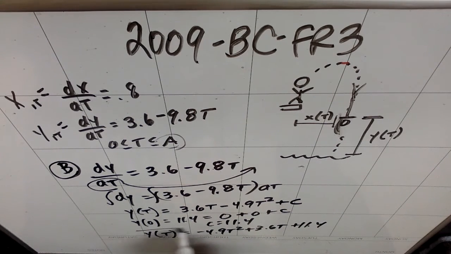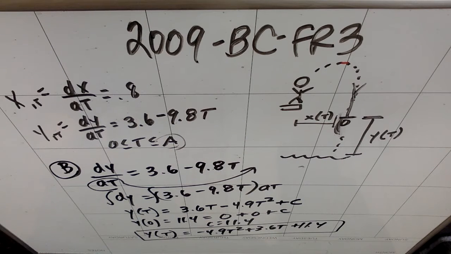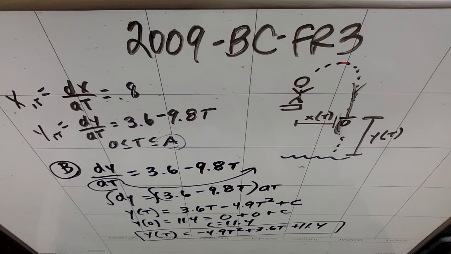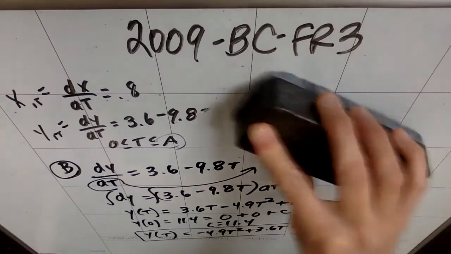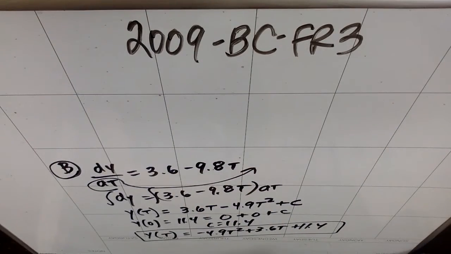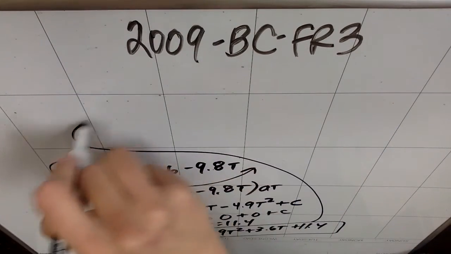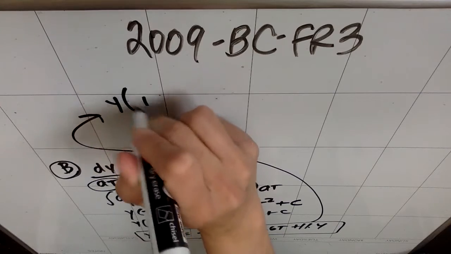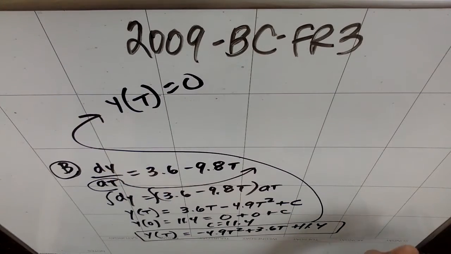Now, once I have y(t), I want to know when y(t) is equal to 0. So this is going to be one of those times that it is much easier to either use my calculator or use the quadratic formula, because this is a quadratic, which is sort of nice. So I'm going to erase my little diagram because I don't think I need it anymore, and I'm going to erase these. So I want to know when y(t) equals 0. That's going to be the time that is my a.